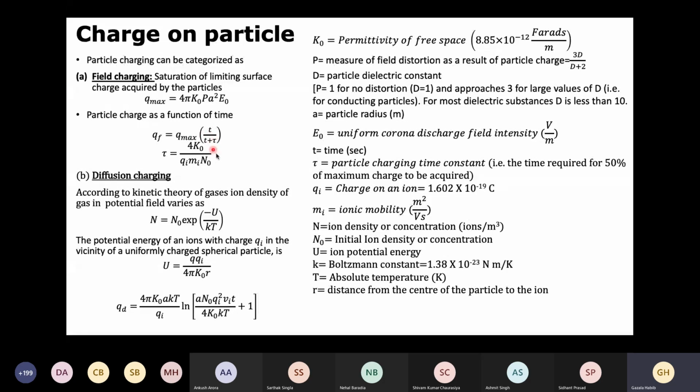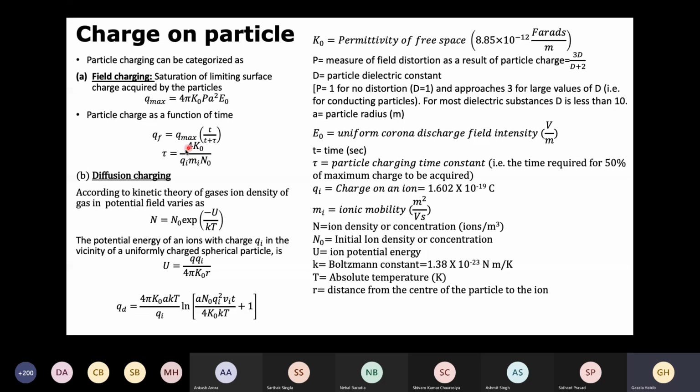So this is t plus tau, where tau is the particle charging time constant. That means the time required for 50% of the maximum charge to be acquired by the particle. Okay, so Q, the charge on the particle at any time t, can be calculated using this formula.